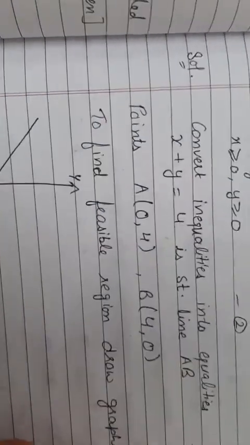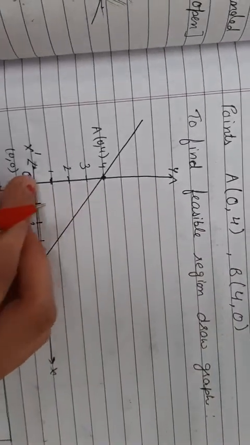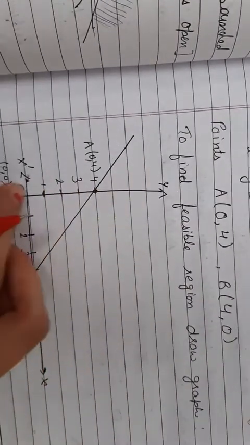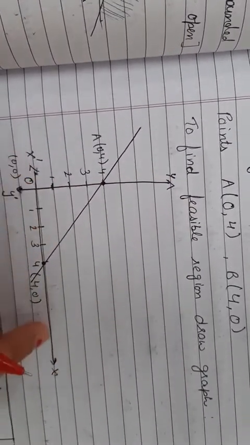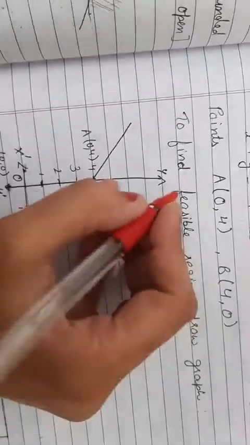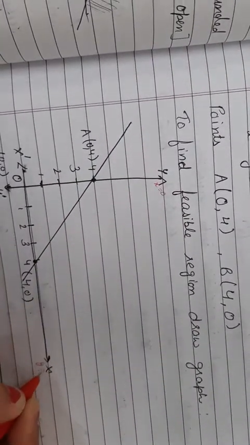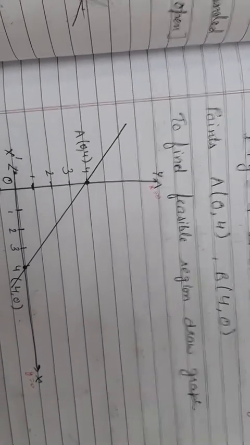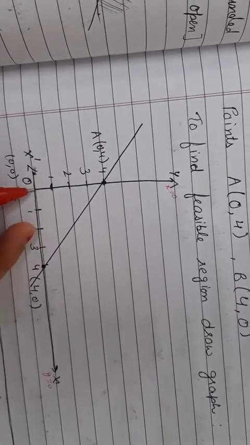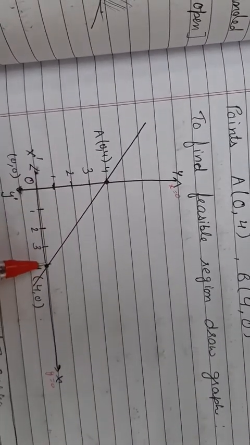What is x equals to 0? At which line is x equals to 0? On the y-axis. On the y-axis x is equal to 0, and on the x-axis y equals to 0. So this is your line of x equals to 0. This is your line of y equals to 0. Okay, so draw here a point A, x 0 and y 4, here y 0 and x 4.